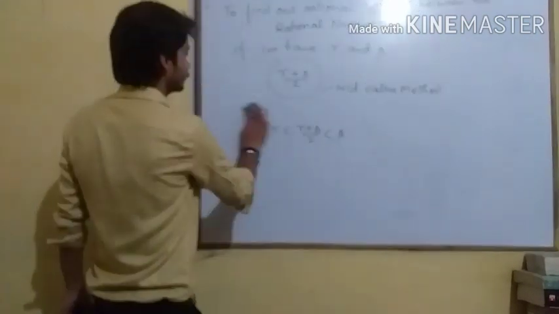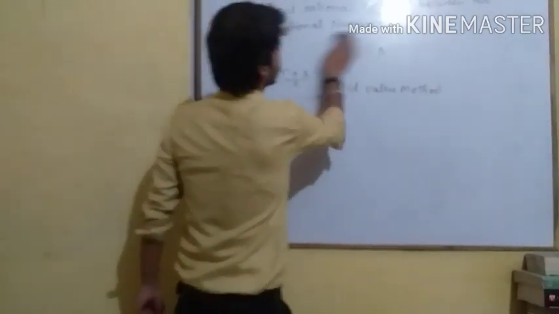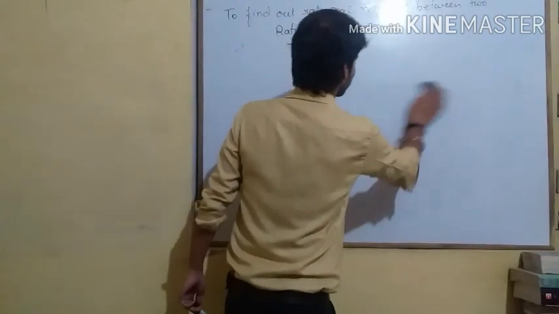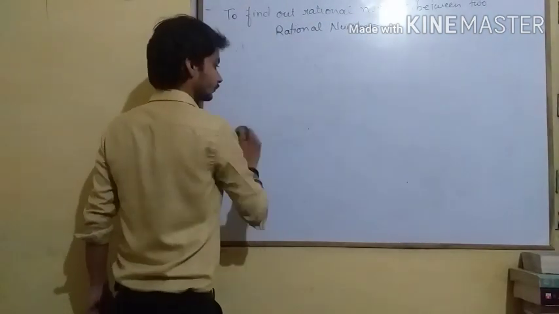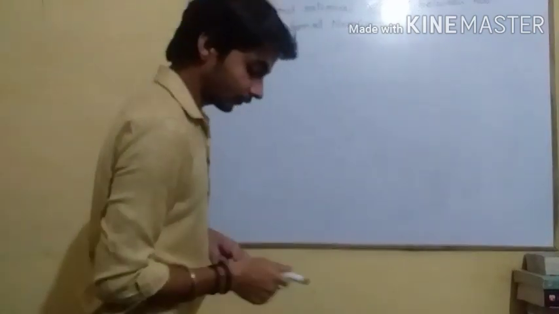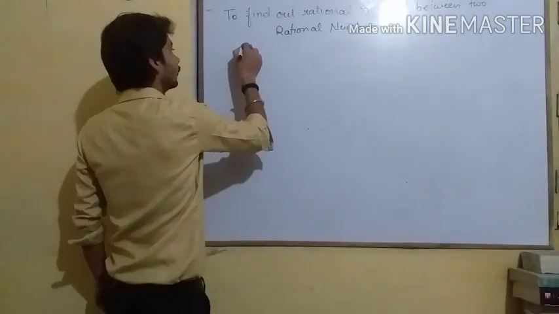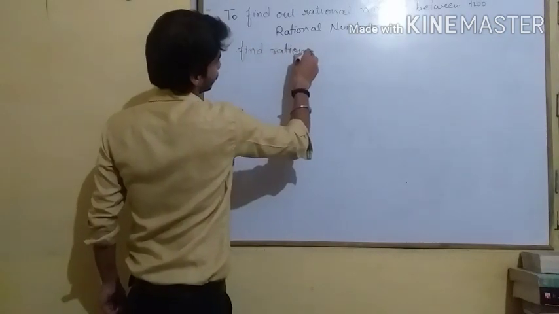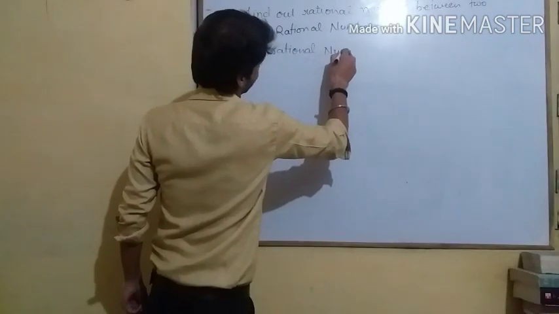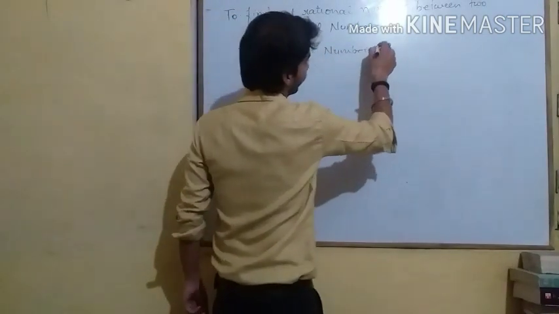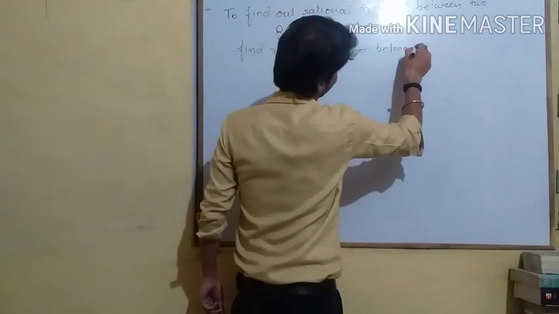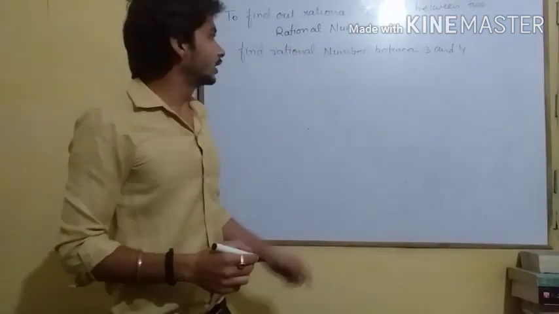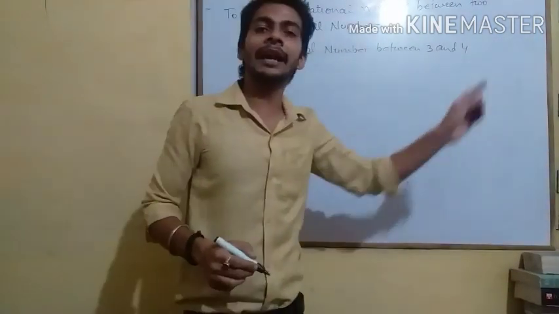For example, if we have the two rational numbers 3 and 4, or we can write here, find rational numbers between 3 and 4. In this question, we have to find the rational numbers between 3 and 4.